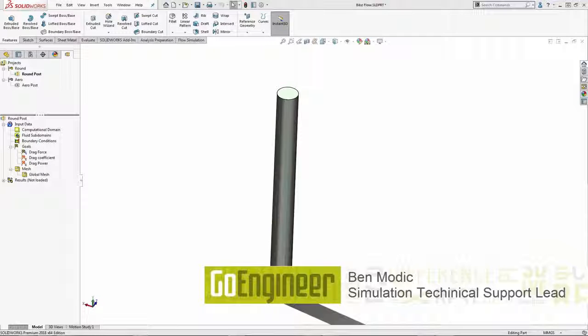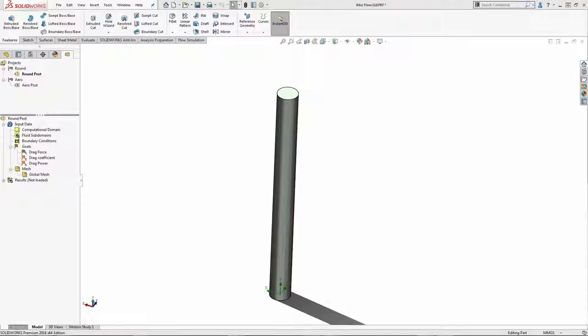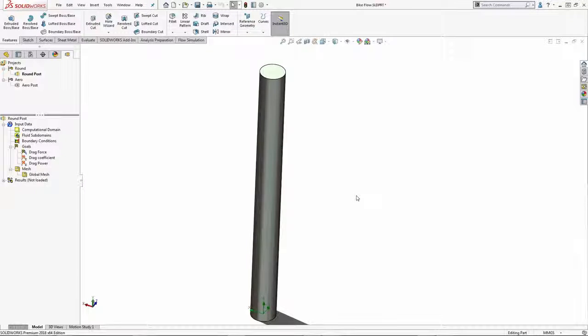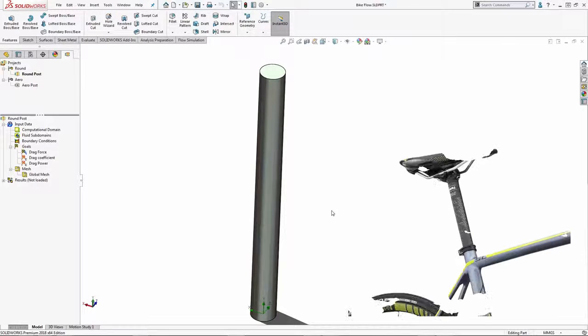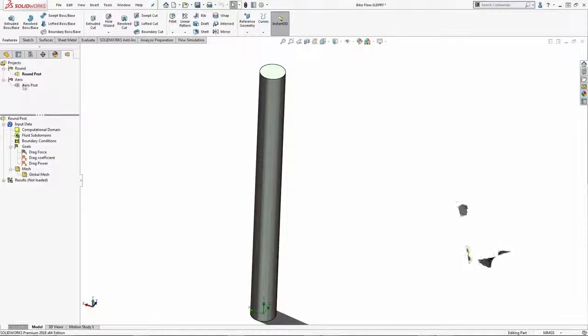Today we're going to be using SOLIDWORKS Flow Simulation to understand and compare the aerodynamic effects of different bicycle tube shapes. In particular, we're going to be looking at this bicycle seat post. If you don't know, the bicycle seat post connects the bicycle frame to the saddle or seat where the rider will sit. Today we're going to look at the round seat post, which is most common, and compare it to the aerodynamic seat post.